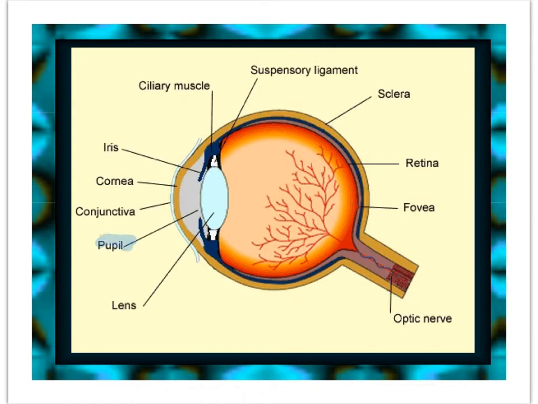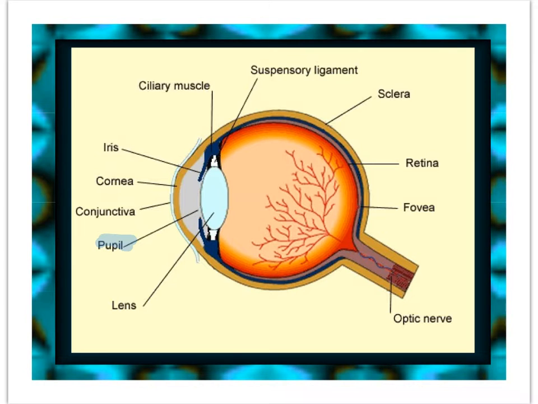So your pupil is this adjustable opening controlled by the iris. It's a clear area of your eye, and the light is going to be passed from the pupil to the lens. The size of the pupil is also going to be controlled by the muscles within the iris. So the muscles can constrict the pupil, making the pupil appear smaller. Other muscles in the iris will dilate the pupil and make the pupil seem larger.